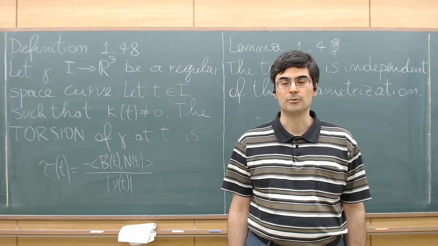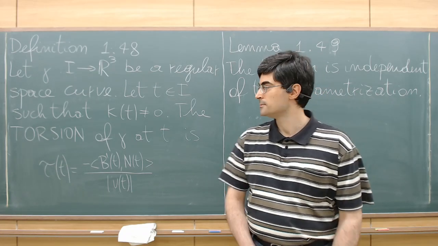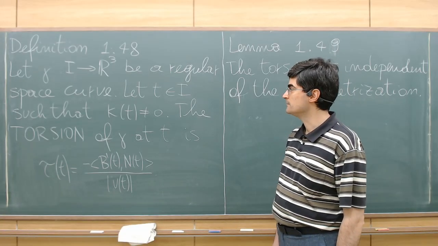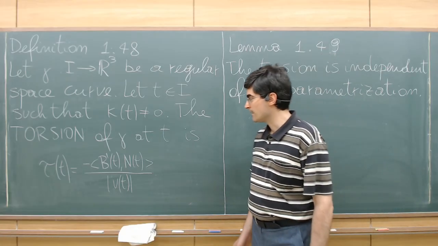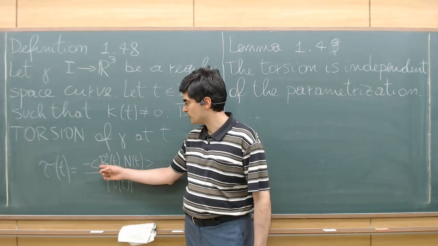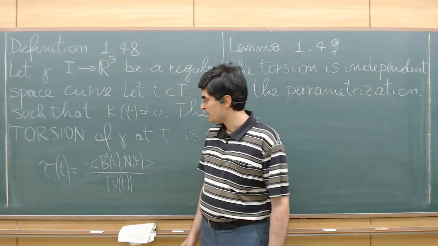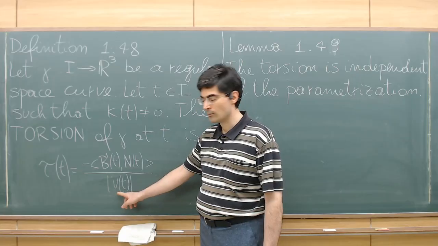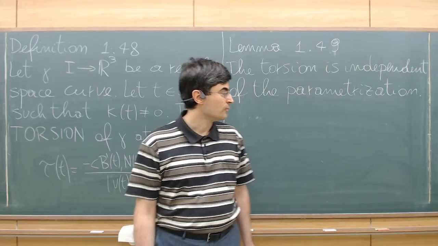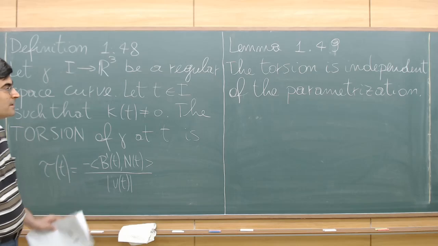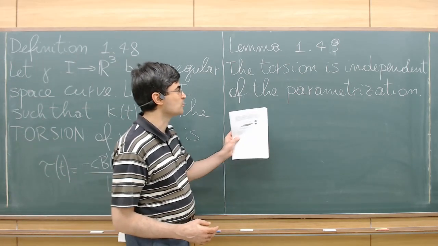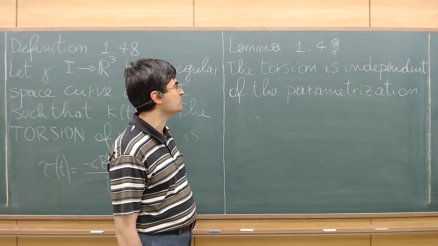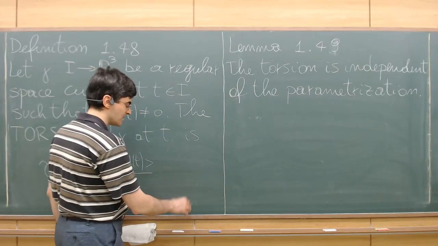Good afternoon. During the last part of the previous lecture, I introduced the notion of torsion for a space regular curve, and I explained why the denominator has this structure. It remains to explain why in this definition we are dividing by the length of the velocity vector. The reason why we do that is that we want the torsion to be independent of the parametrization, as Lemma 1.49 says. So let's try to understand why this is true.